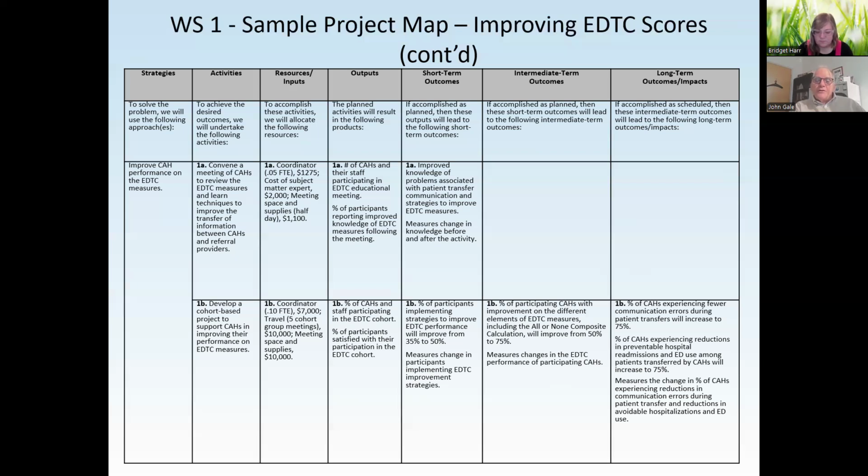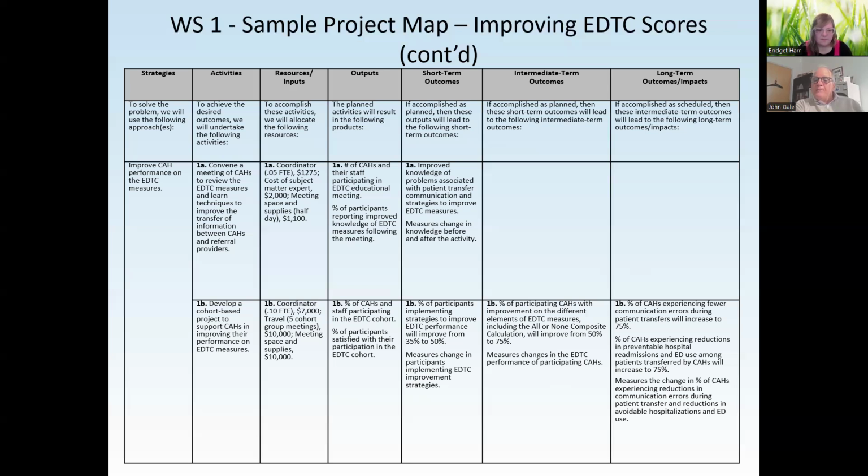And then you move into the extent to which they're implementing strategies. In this case, we're looking in the short term, which is that first year of the funding project. Are they implementing strategies to improve EDTC performance, from 35 to 50% of the CAHs in the cohort? Looking at the intermediate outcomes, you're looking at the extent to which they are showing improvement on the different measures, including the all or none composite calculation, so improving from 50% to 75%.